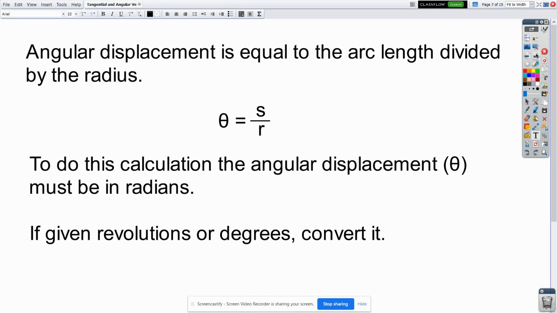Our radius should match the unit that we're looking for our arc length. So if our arc length is in meters, again, our radius is going to have to be in meters for that to work out. So no matter what, you're going to want to go into this equation using radians as your angular displacement. And you're going to want to use meters most likely as your radius. If you're given revolutions or degrees, make sure that you convert it.